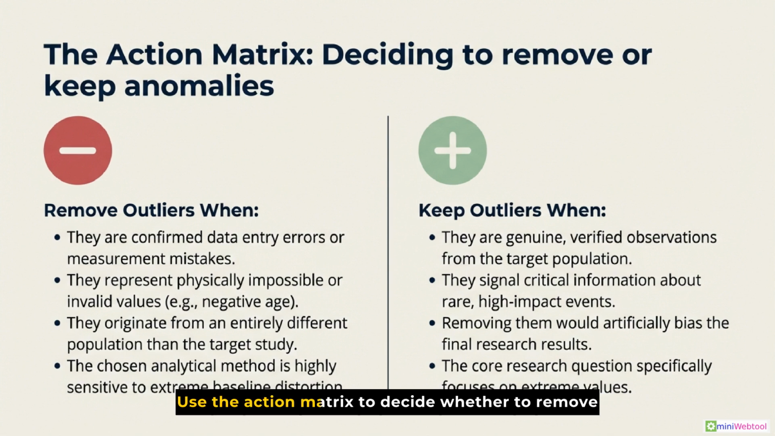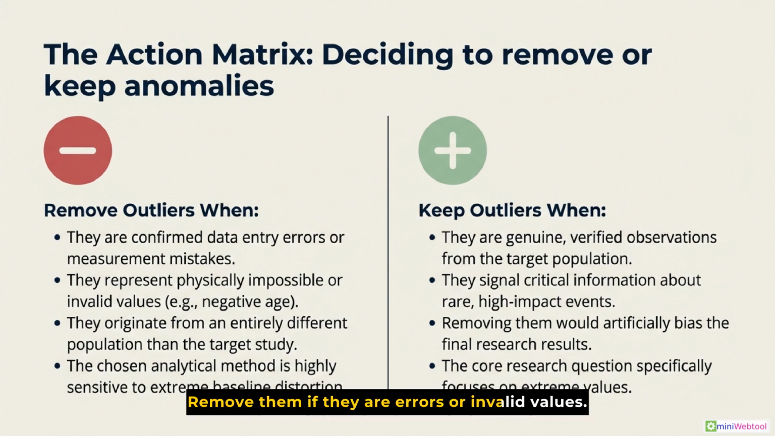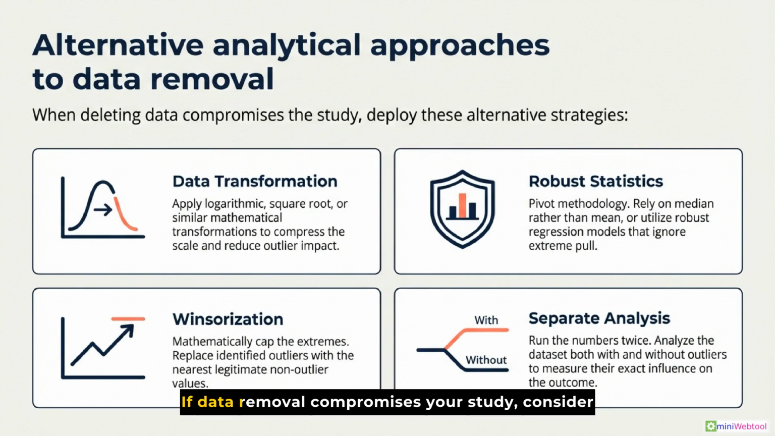Use the action matrix to decide whether to remove or keep anomalies. Remove them if they are errors or invalid values. Keep them if they are genuine observations or critical to the research question. If data removal compromises your study, consider alternative approaches. These include data transformation, employing robust statistics, Winsorization, or conducting a separate analysis with and without the outliers.